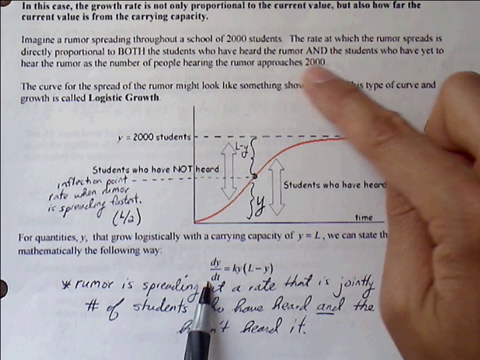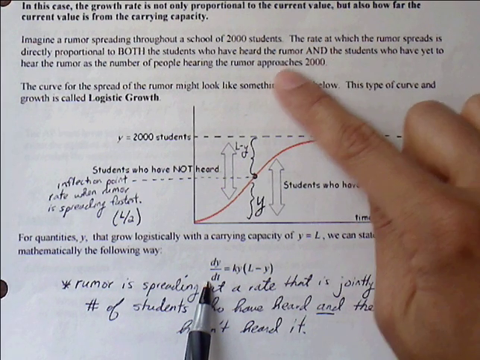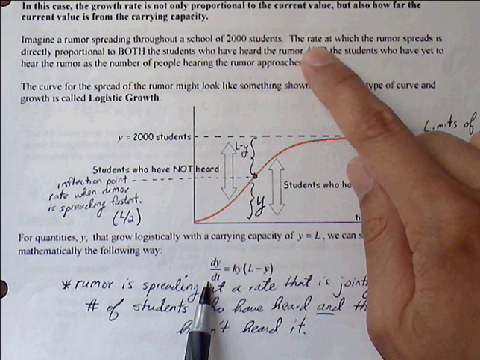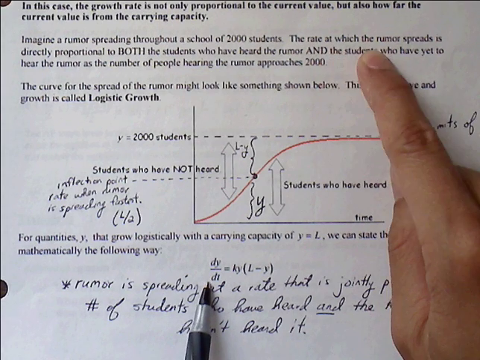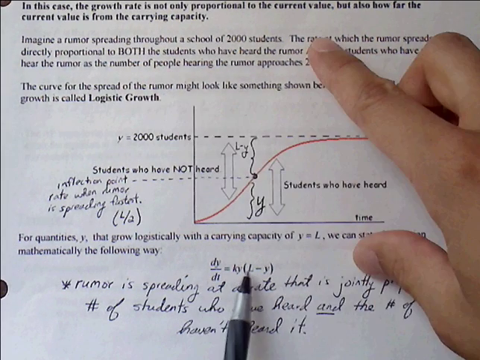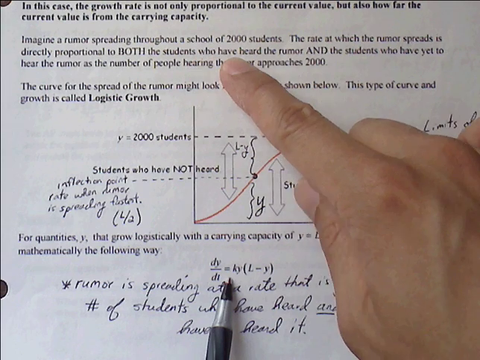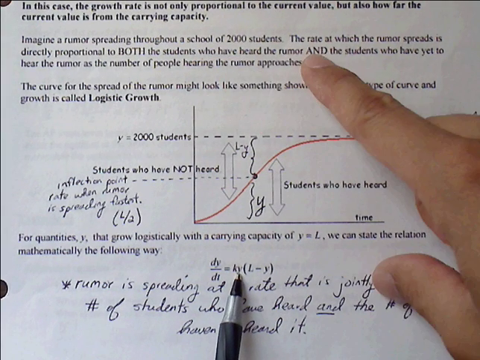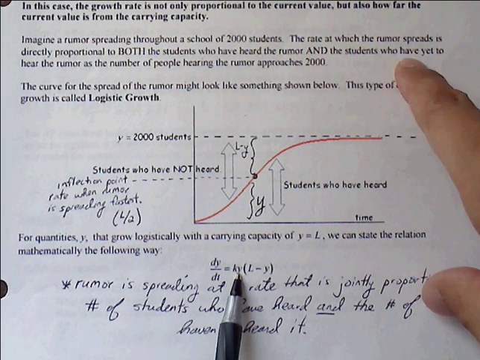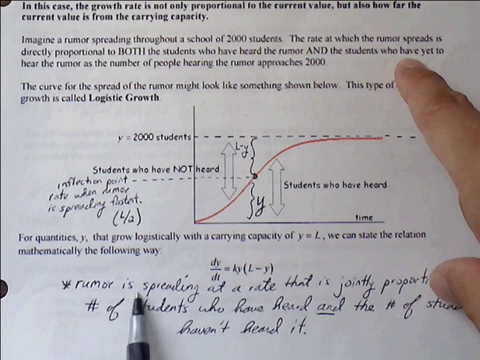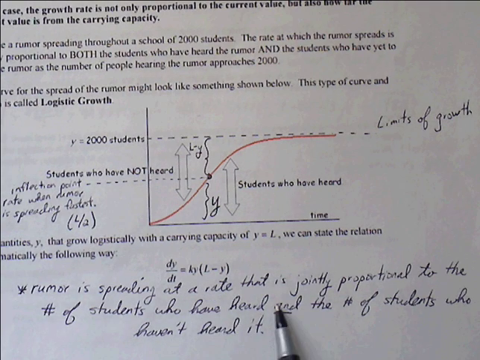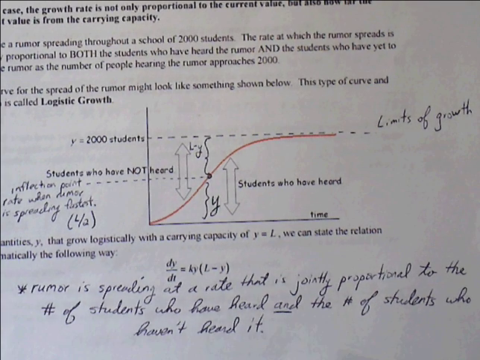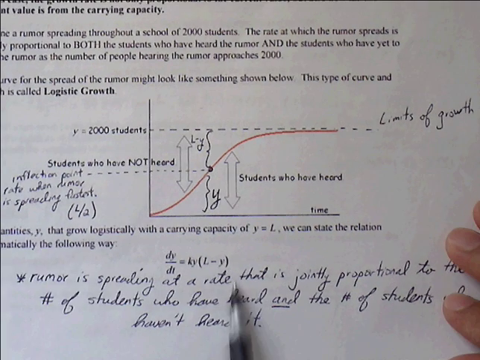We see that that matches with the sentence that is given here. The rate is directly proportional, so we have the k here, to both the students who have heard, that's the y, and, so that's times, students who have not yet heard, so L minus y. So rumor is spreading at a rate that is jointly proportional to the total number of students who have heard and the number of students who have not heard it. Okay, so this is the equation that we're going to be working with for logistic growth.